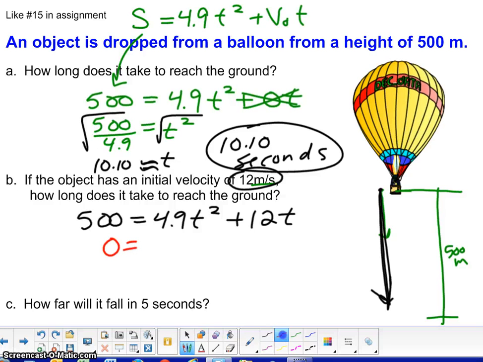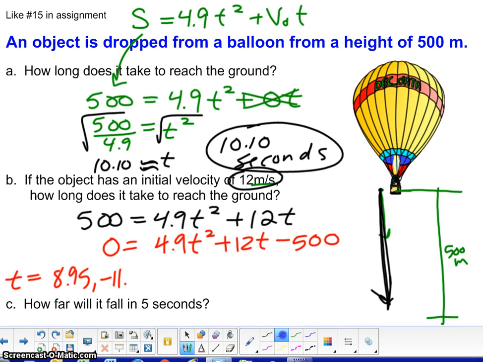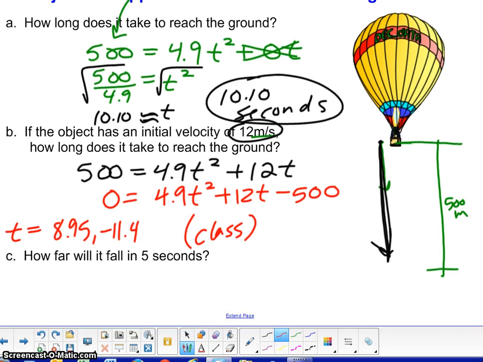Okay, so we'll have to set it equal to 0 since we have t squared and t. Bring the 500 over, and then use the quadratic formula. So use the quadratic formula and see if you can get the time to equal 8.95 and 11.4 for each one of them, and then we'll check that one in class. Okay, so make sure you have that written down.